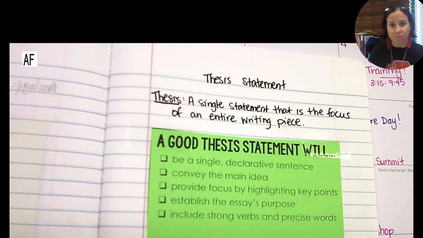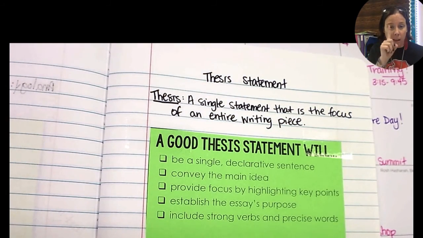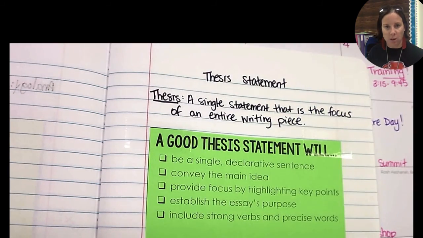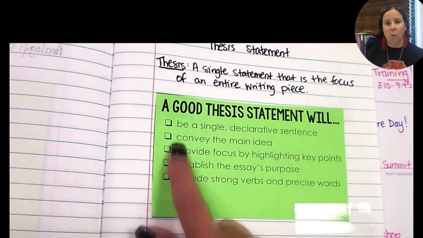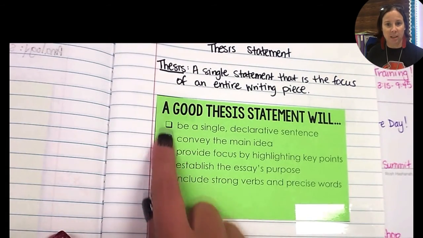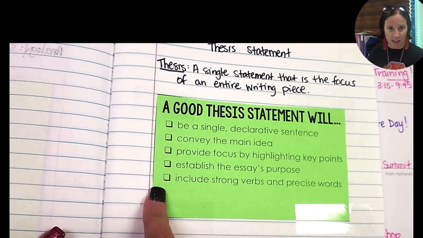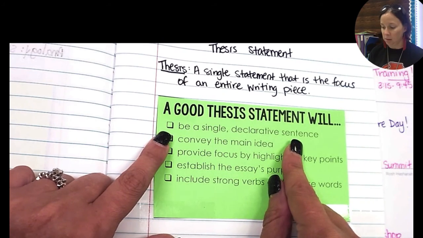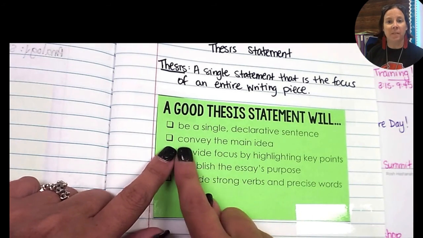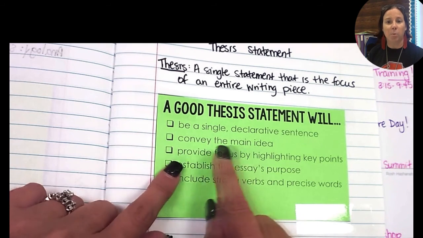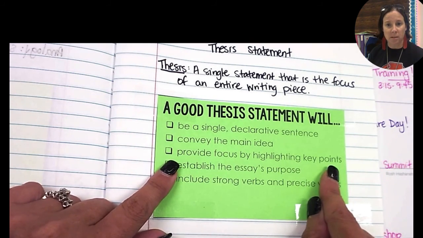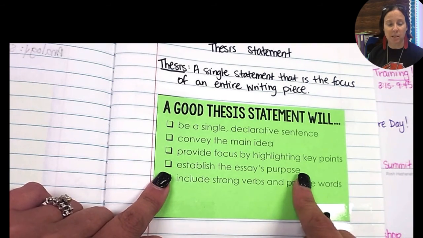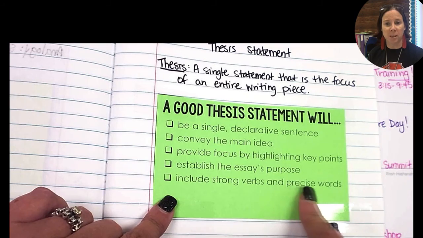The thesis statement is honestly, it's one sentence that tells what your entire essay is going to be about. Okay? So what I've also included, and we're going to talk about this, is what makes it a good thesis statement. So these are the things that you absolutely need to have within a good thesis statement. Okay? First, it needs to be a single declarative sentence. Okay? It needs to convey the main idea, provide focus by highlighting key points, establish the essay's purpose, and include strong verbs and precise words.